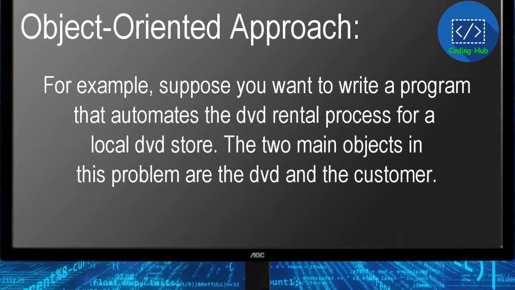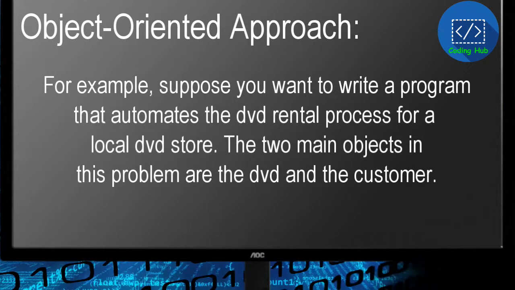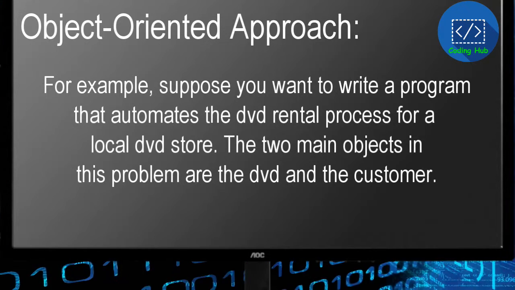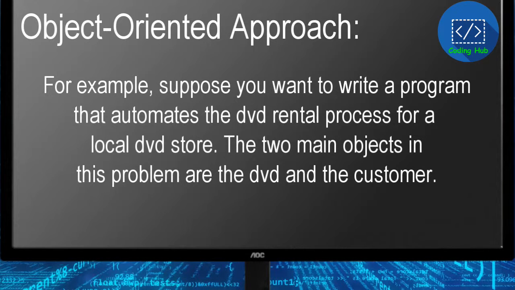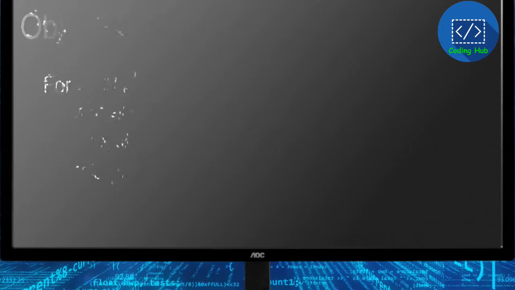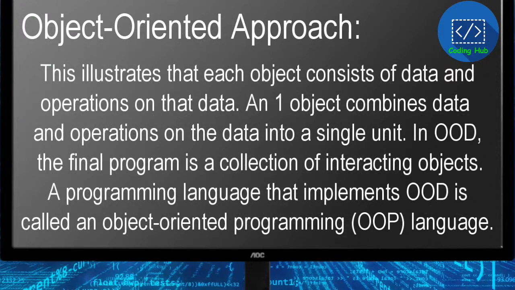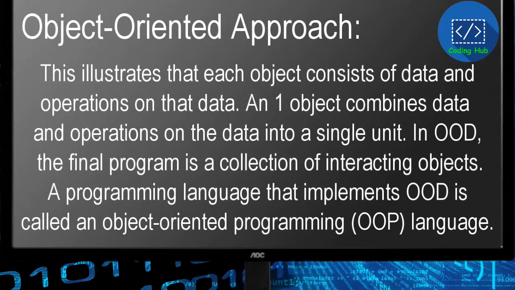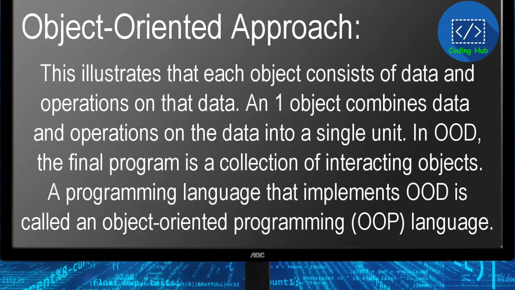For example, suppose you want to write a program that automates the DVD rental process for a local DVD store. The two main objects in this problem are the DVD and the customer. This illustrates that each object consists of data and operations on that data. And one object combines data and operations on the data into a single unit.